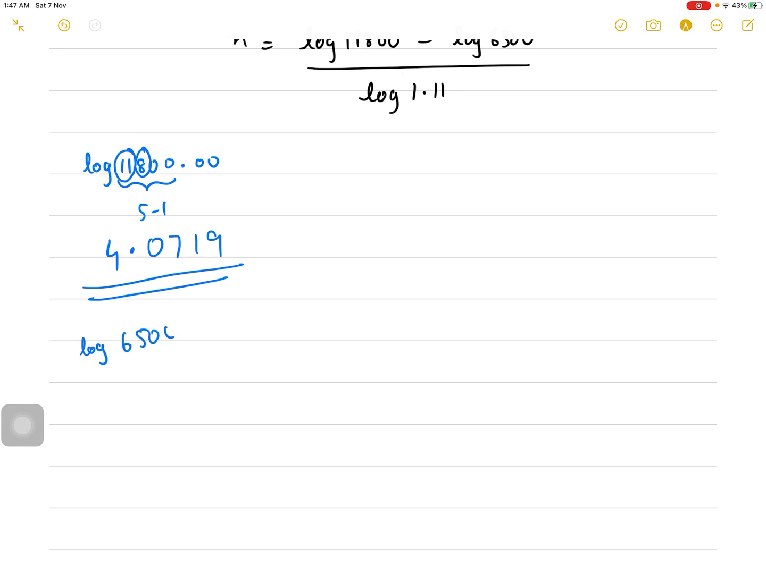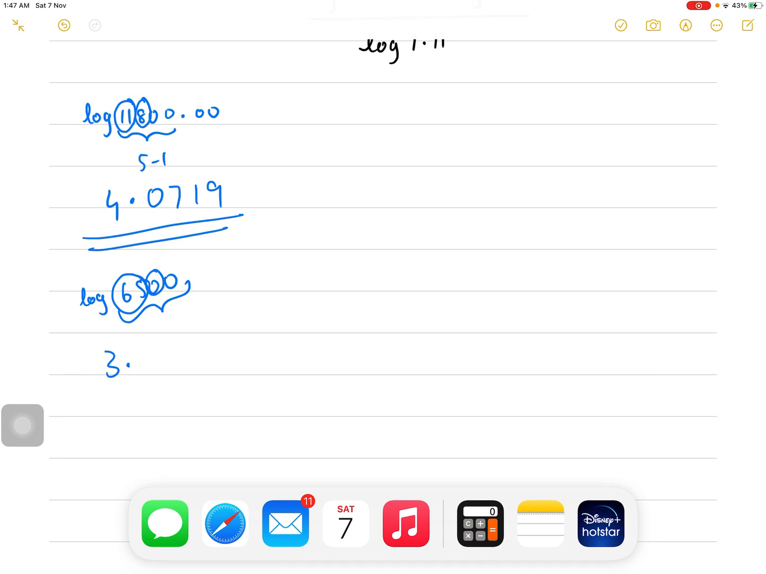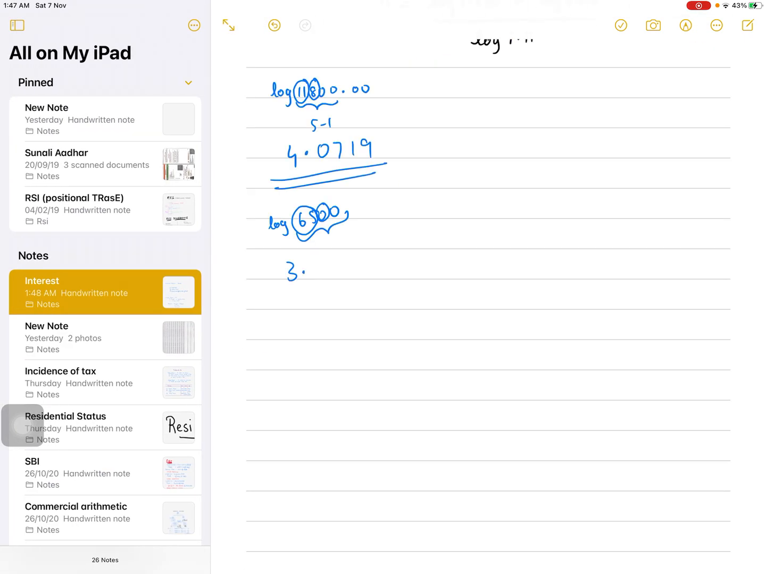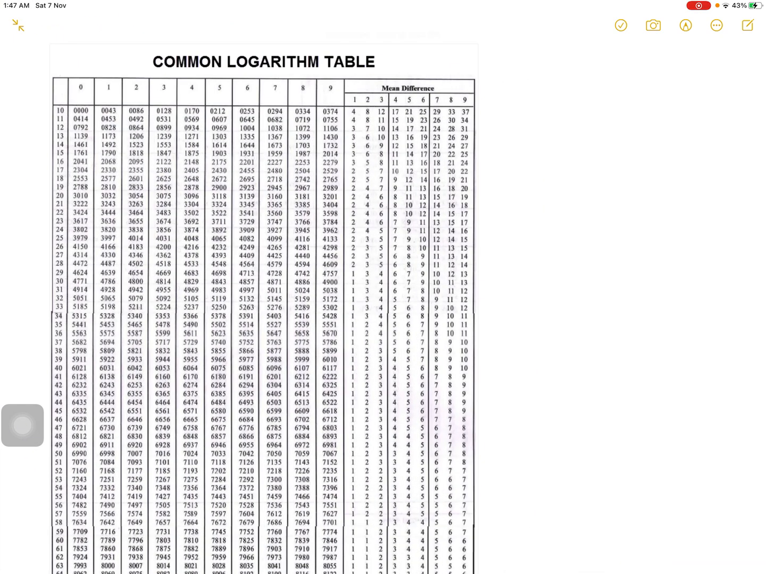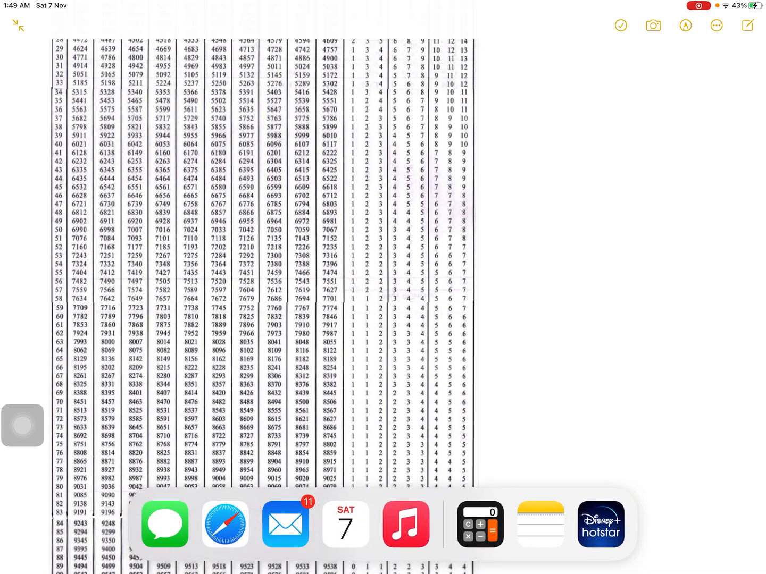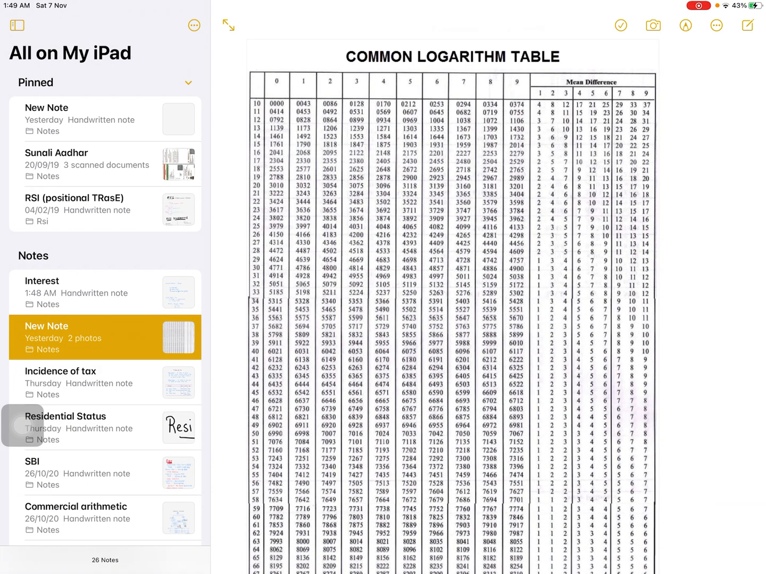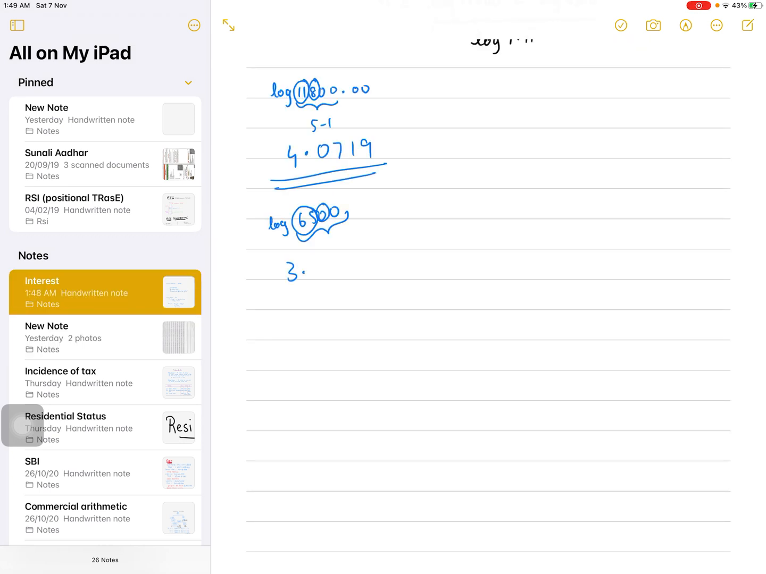Let's find log of 6,500. Because there are 4 digits before the decimal, it would be 3 point something. So row number 65 and column 0. Row 65, column 0 is 8129. So 3.8129. So log of 6,500 is 3.8129.